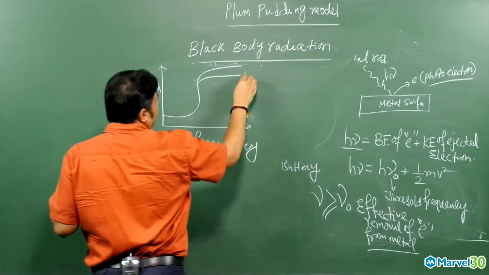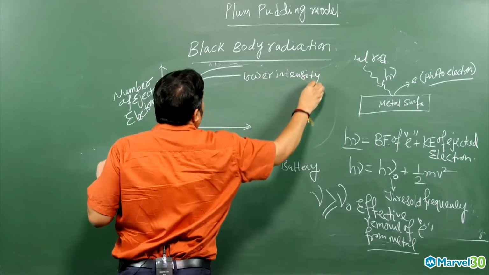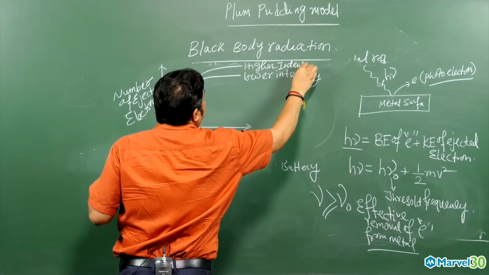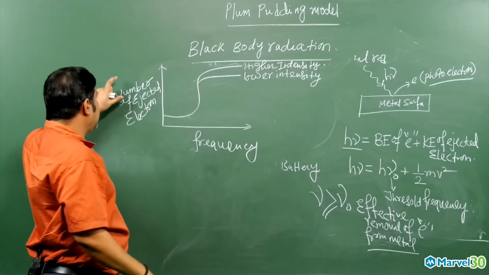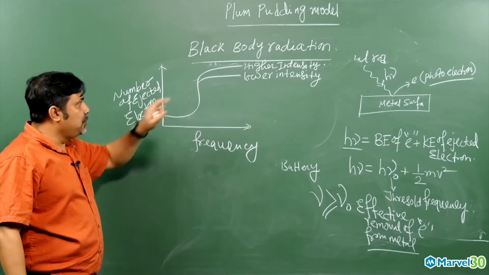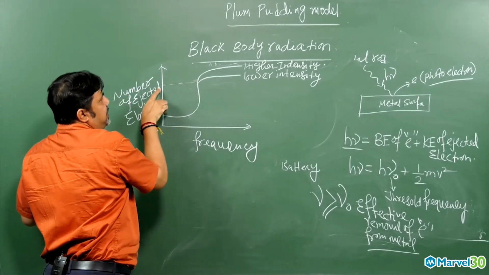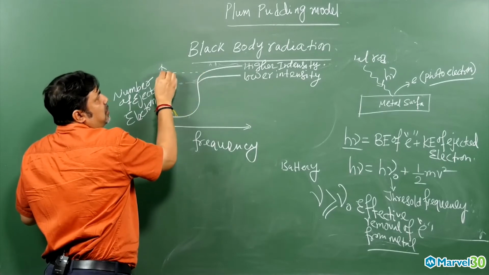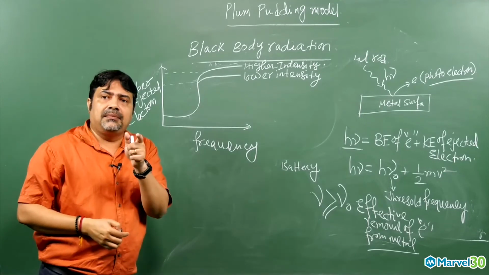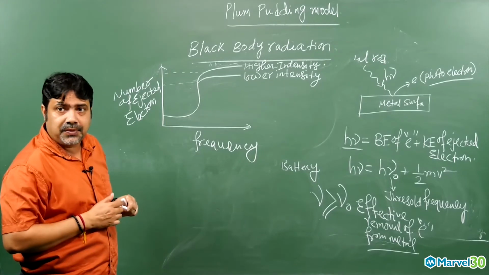Now this is for lower intensity, and the higher one will be nothing but the higher intensity. This is higher intensity, lower intensity and higher intensity. So that means the number of ejected electrons which is coming out because of this frequency. If you compare the number of electrons, whenever the intensity is low, the number of ejected electrons will be less. But when the intensity is more, the number of ejected electrons will be more. But their kinetic energy will be the same. So intensity has no role in increasing the kinetic energy of the electron.